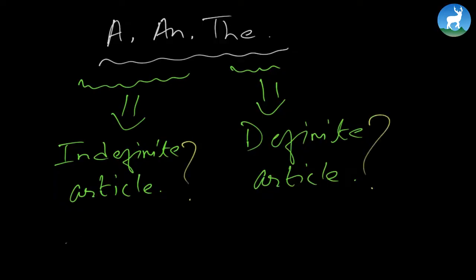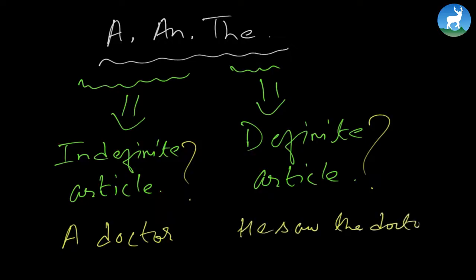Let's give some examples. Let's write here: a doctor, and as another example, he saw the doctor. Now you see in these two examples, in the indefinite article, a doctor. So what do we understand when we write a doctor? Here it tells us that we are dealing with any doctor.